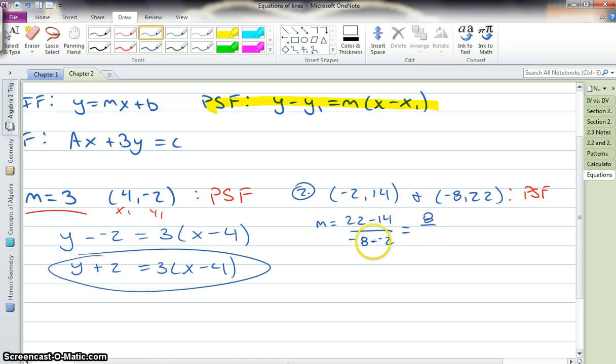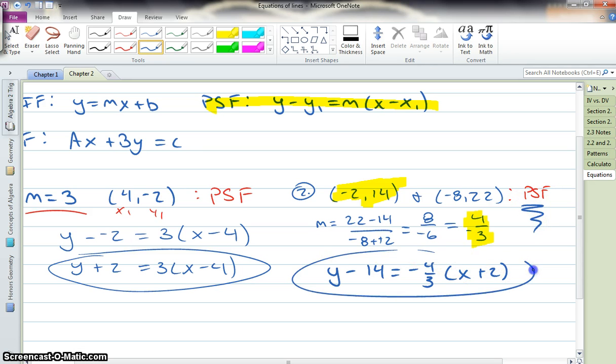So I get 8 over -6, which is -4/3. Now, it doesn't matter which point you pick. I don't care which one you pick. You get the same equation either way. Let's just pick this one because it's first. So that's my point, and that's my slope. So y minus y1 equals m times x minus -2, which is plus 2. Again, I asked for point slope form, so we stop right there.